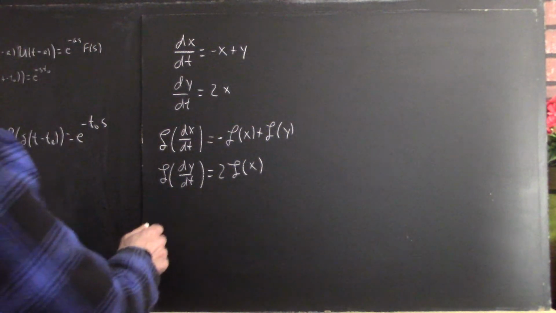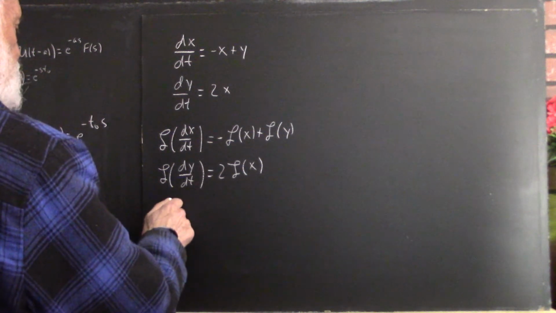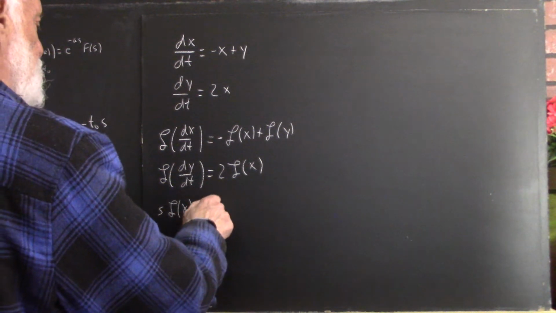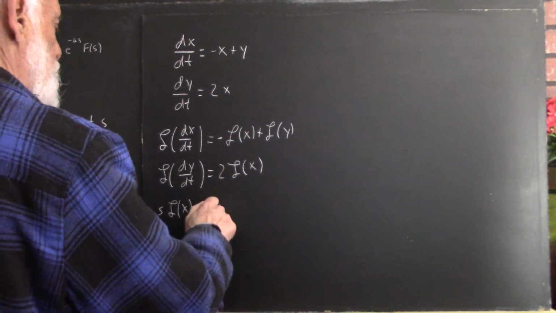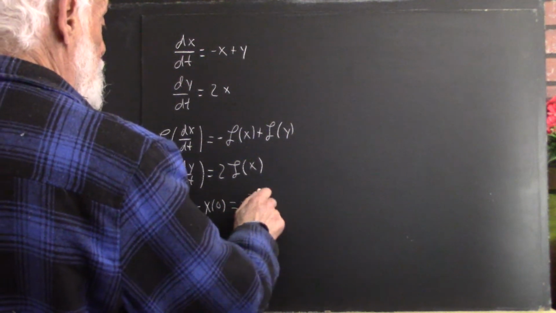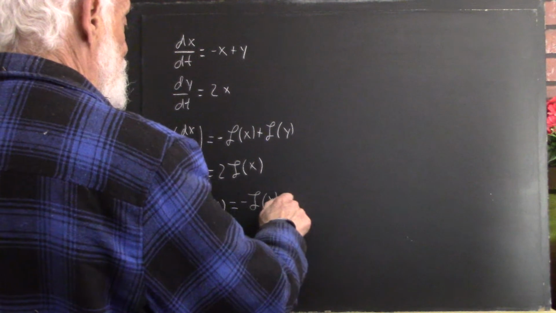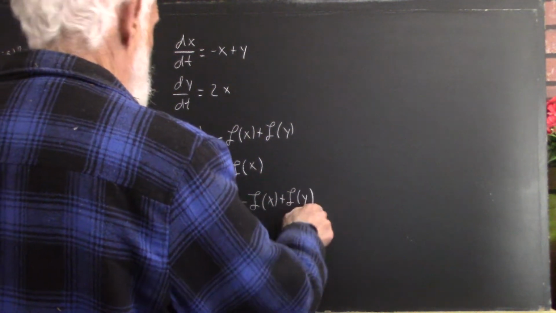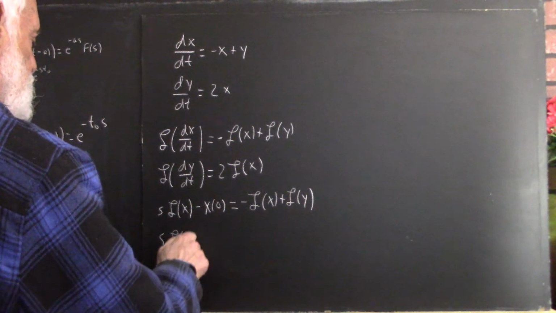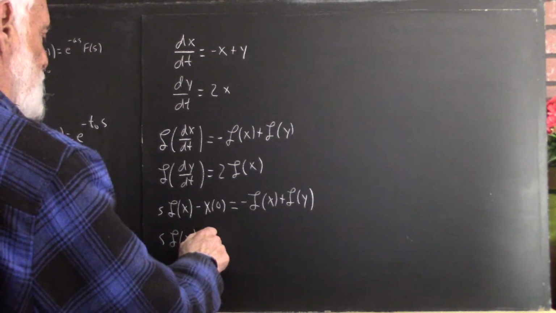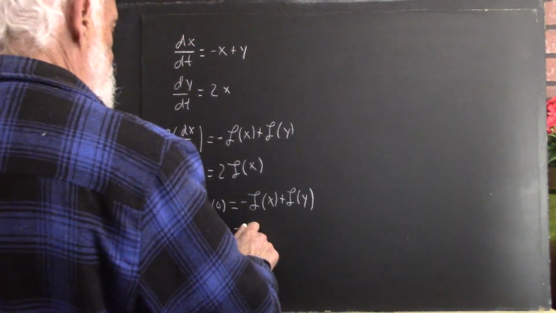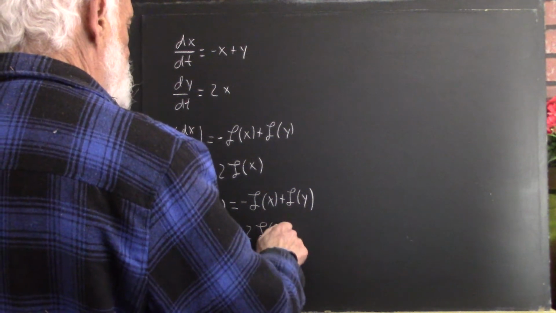Well, this becomes s times the Laplace transform of x minus x of 0. See, I almost wrote y. Got to watch me. Negative L of x plus L of y. Then this becomes s times the Laplace transform of y minus y of 0 equals 2 times the Laplace transform of x.